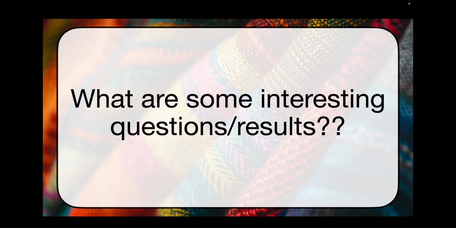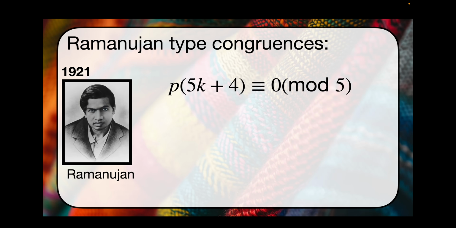Okay, so now that we've seen how complicated integer partition formulas are, what are some interesting questions or results involving these integer partitions? Well, we're going to look at two main types of results. One involves congruences, so we'll just call them Ramanujan type congruences. And then one of them will be identities involving restricted partitions.